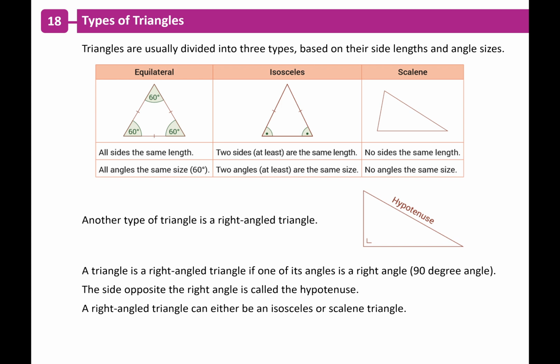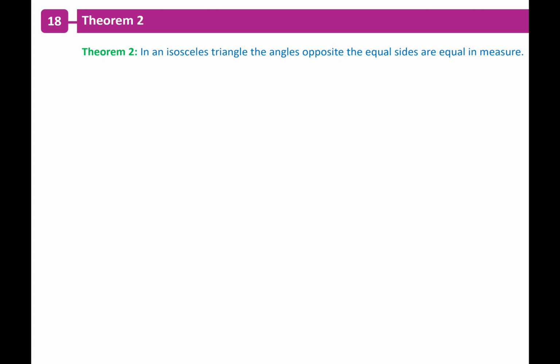A right angle triangle can be an isosceles triangle or a scalene triangle. This means that the other two sides can be the same length or they can be different lengths. It can never be an equilateral triangle. Theorem 2 states that in an isosceles triangle, the angles opposite the equal sides are always equal in measure. Please pause and take down this theorem.